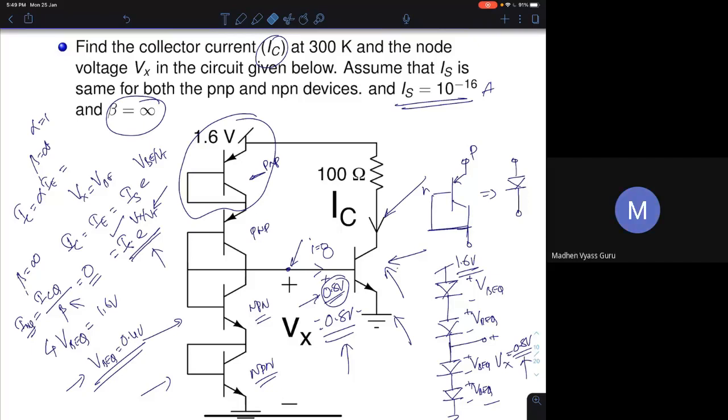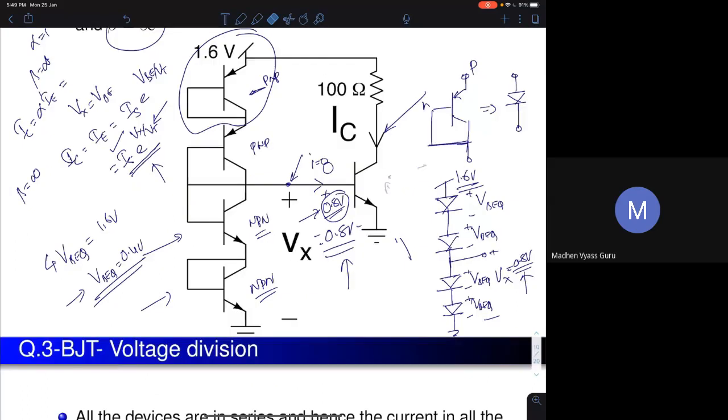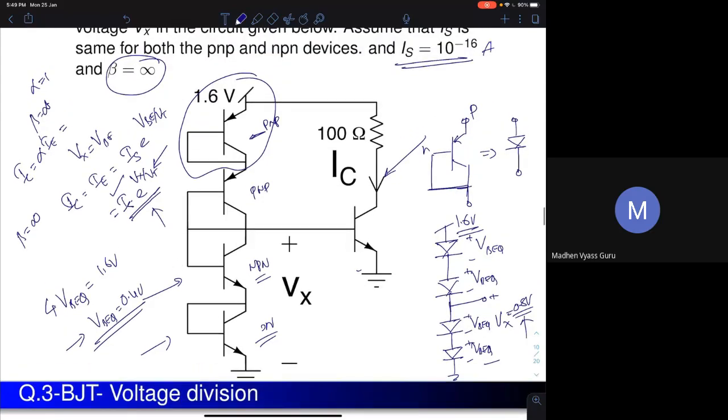Sir, can you also explain the Vx part once again? Okay. If you want to understand Vx, it's very simple. Once I short circuit collector and base, a PNP transistor can be represented as a diode like this. Similarly, if I short circuit the base and collector of an NPN transistor, look at this terminal, this is now the base, because you have shorted base with collector. That's a P junction, and this will be N, right?